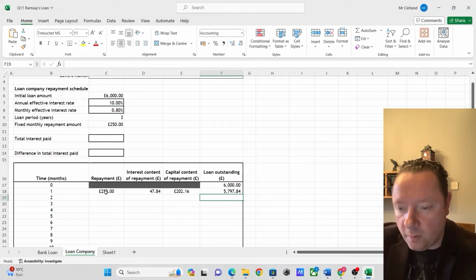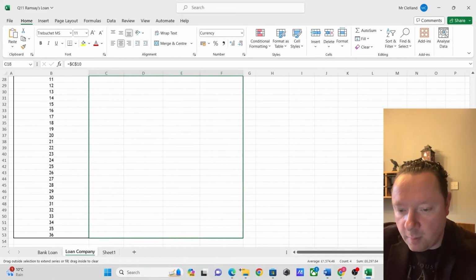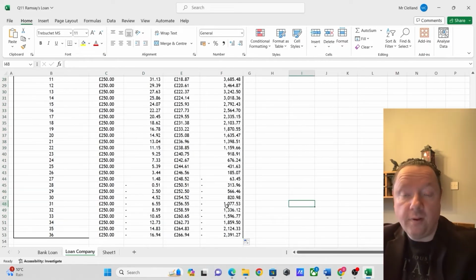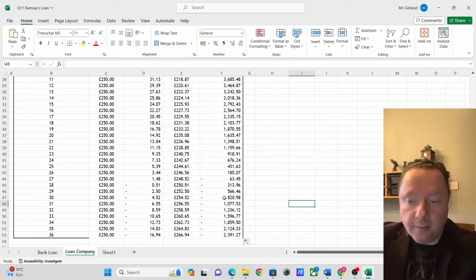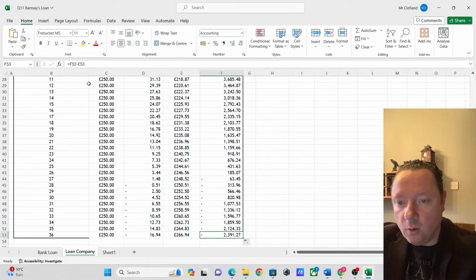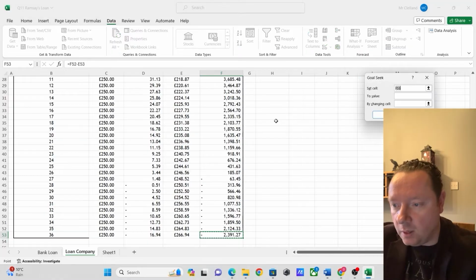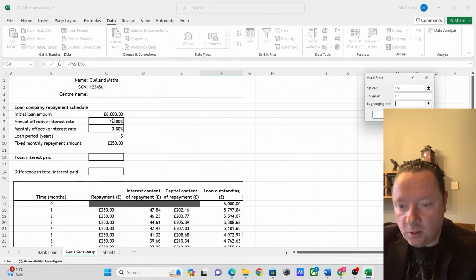And now we can copy that down to 36 months. And it fills it all in, but obviously it's all wrong because at the end, it shouldn't owe anything. So we want to do a goal seek. So we go to Data, What-If Analysis and Goal Seek. We want to set that to value 0, but this time we want to change the annual interest rate. So this value here. So press OK.